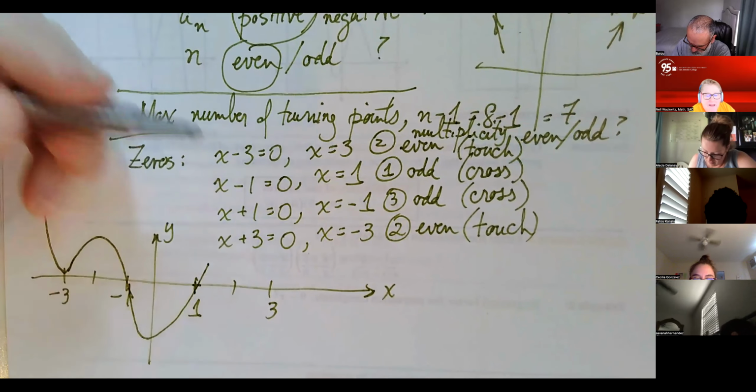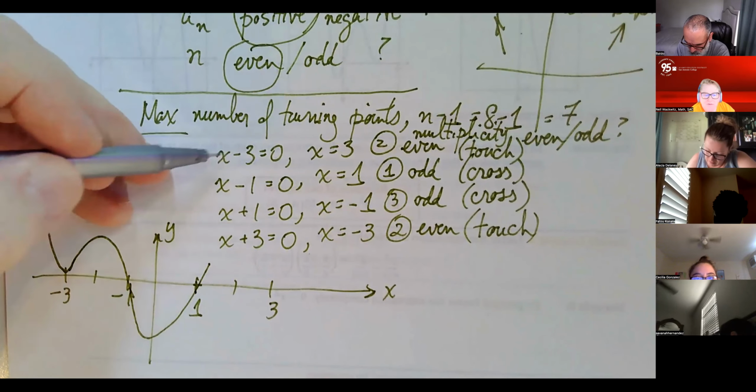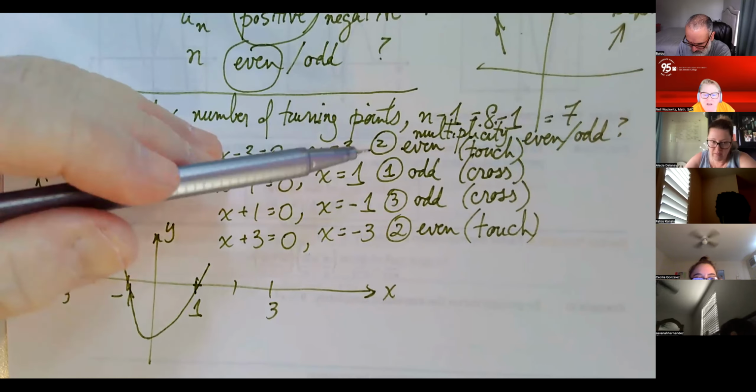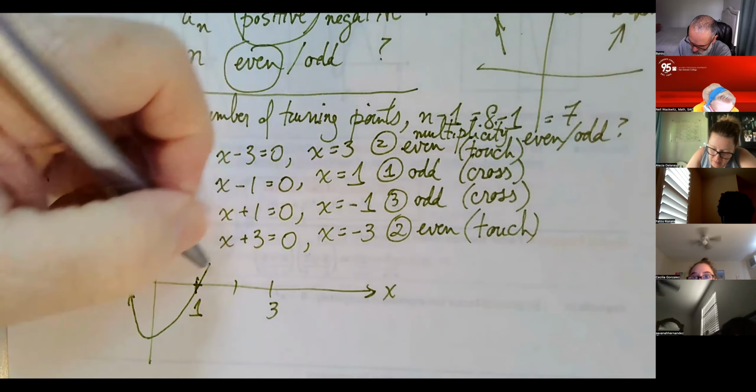And finally, at x equals +3, here we go. That's the x minus 3 factor. Do we touch or cross? Touch.